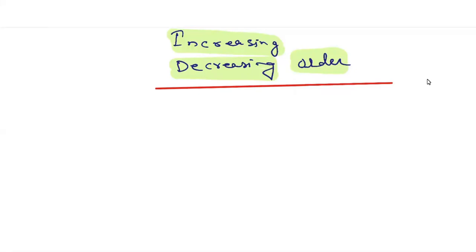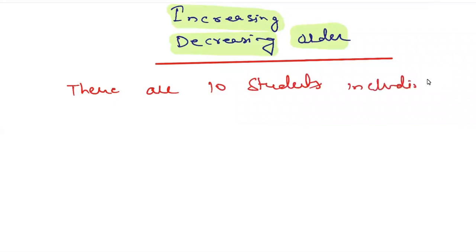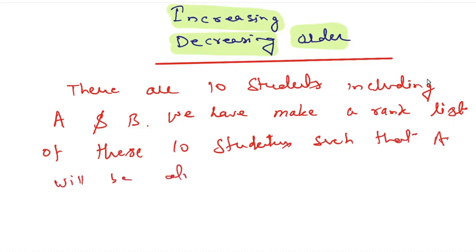So how do we deal with the question? The first case: there are 10 students, including A and B. We have to make a rank list of these 10 students such that A will always be ahead of B.